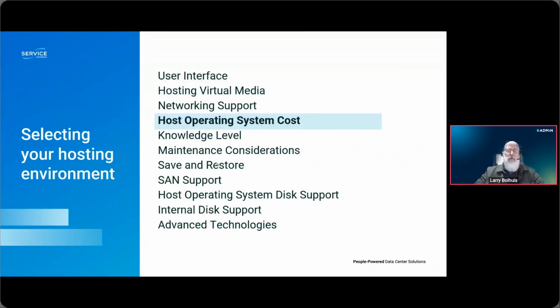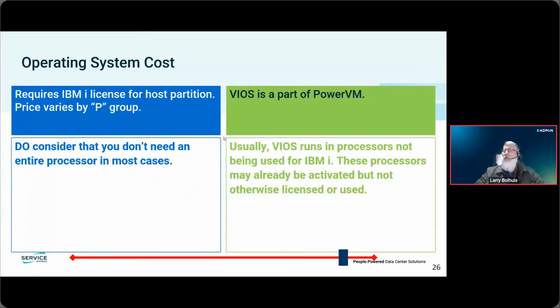So let's talk a little bit about cost. Everybody wants to consider cost. It's a valid thing. The operating system cost for IBM, you need to have licensing for that partition, and the price is going to vary by a P group. So if your very, very common machine is a P group 10, you need to have a license for your hosting partition. Now, consider you don't probably need an entire processor. It's pretty rare that we actually do need a whole processor for the host, but you are using up some of your IBM processor that you've licensed in that case.